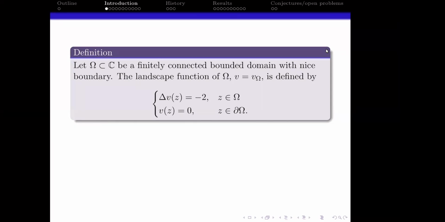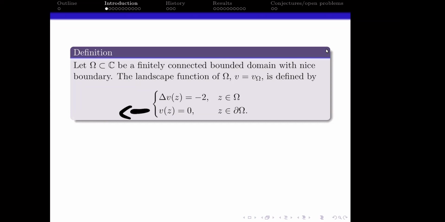In the older literature, this is called the torsion function, except that you might change the boundary conditions, so you can have v equal to c1 on each component. That is called the torsion function, but we stick to this. What's important here is that the Laplacian is a constant. This -2 is a particular normalization that we choose.